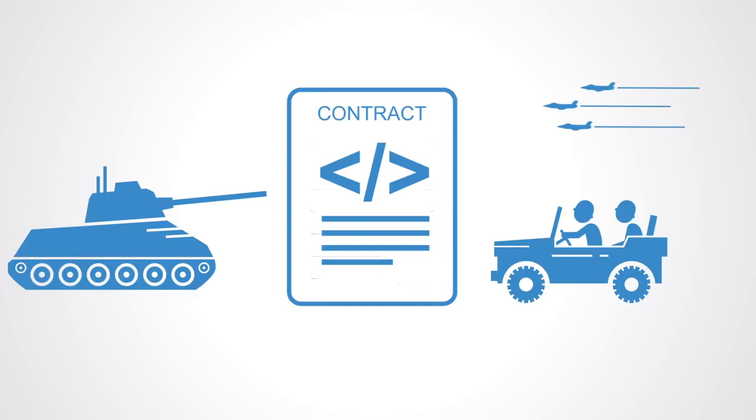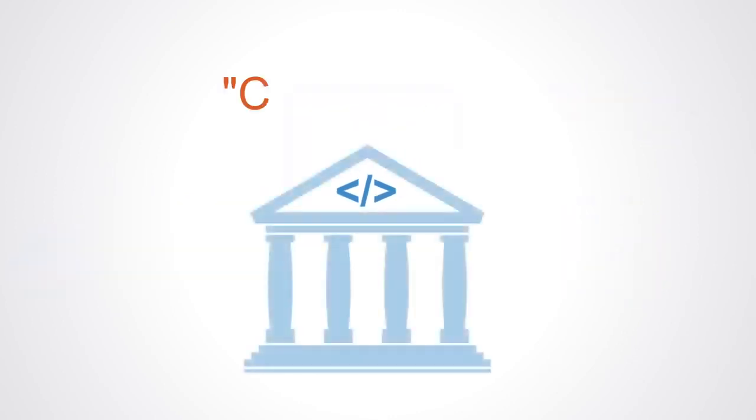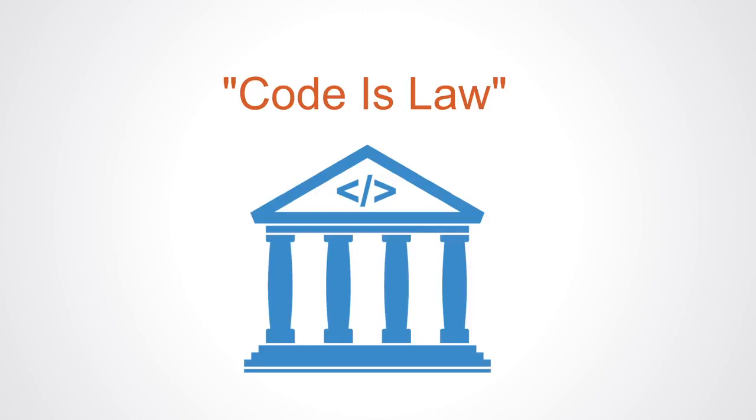No individual, no organization, no government can censor, alter, or manipulate the contract. In this respect, it's often said that code is law, in the sense that the code will execute no matter what. Of course, computer code has been for a while now acting as the law.